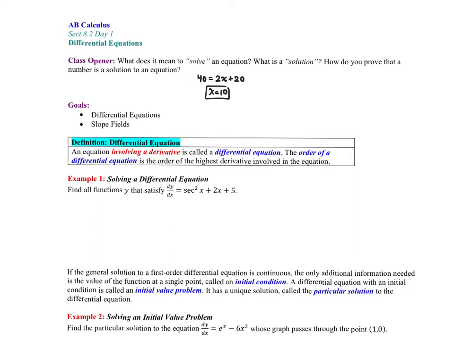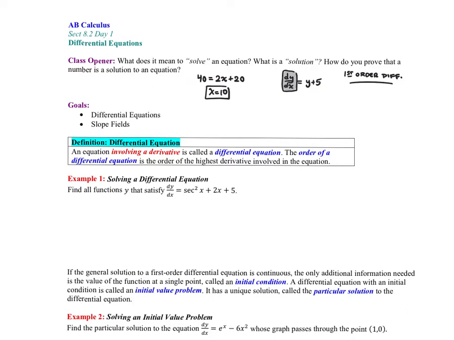What we're going to be doing in this lesson is finding a solution to what's called a differential equation. This is called a differential equation because there is a derivative involved. For example, here I've got dy dx. This is called a first order differential equation. The reason it's called a first order differential equation is because the highest derivative present is the first derivative.